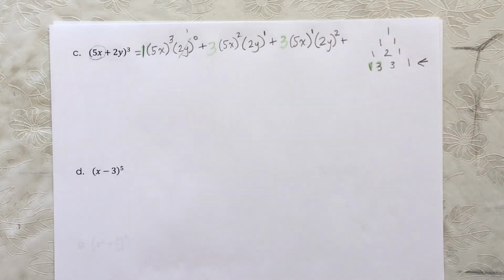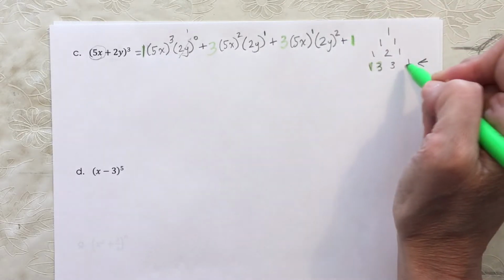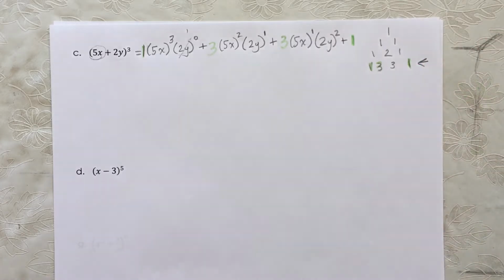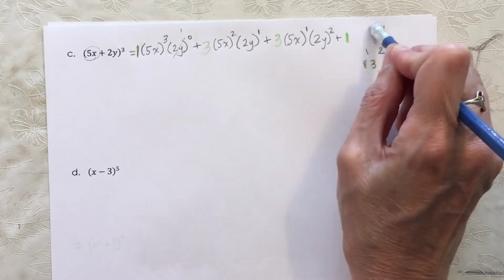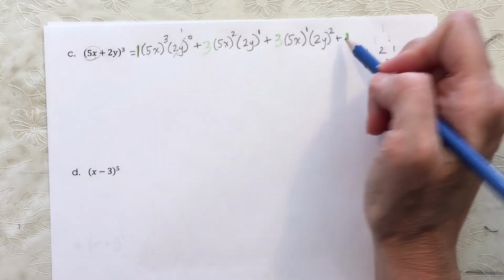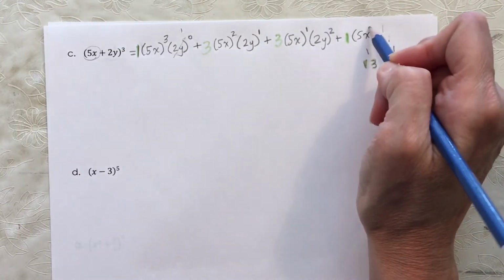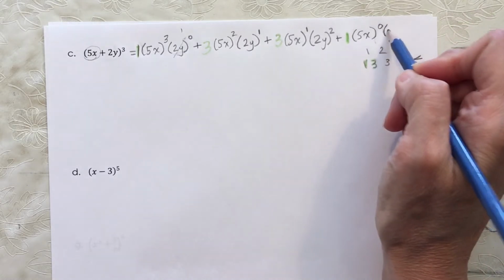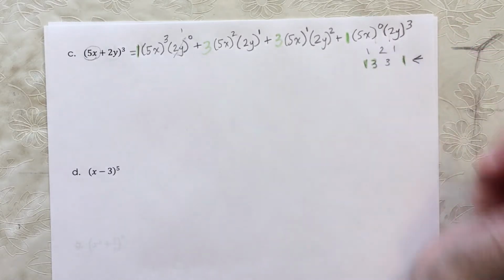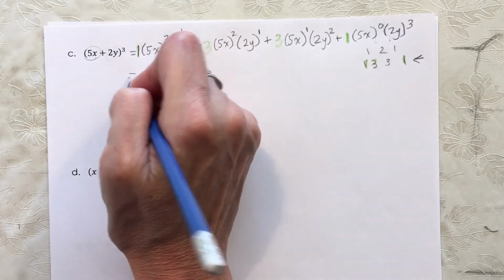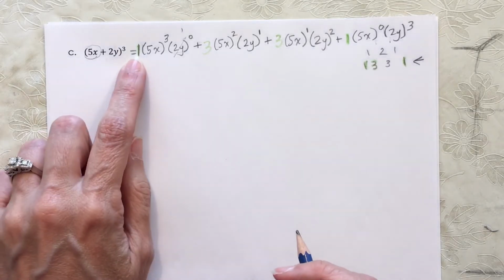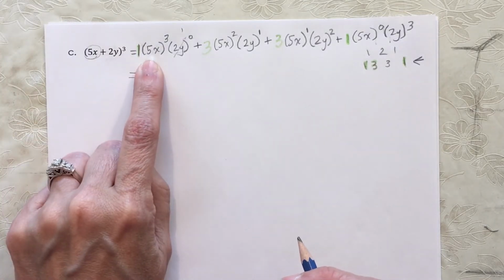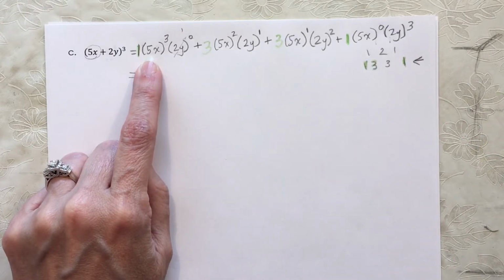plus 1, so my last number in row 3, and I have to erase a bit here to fit it in. It's going to be (5x) to the 0, which is 1, times (2y) cubed. So what happens when I try to simplify this? So we need to know our exponent laws pretty well for this. So 1 times anything is 1. (5x) all cubed.